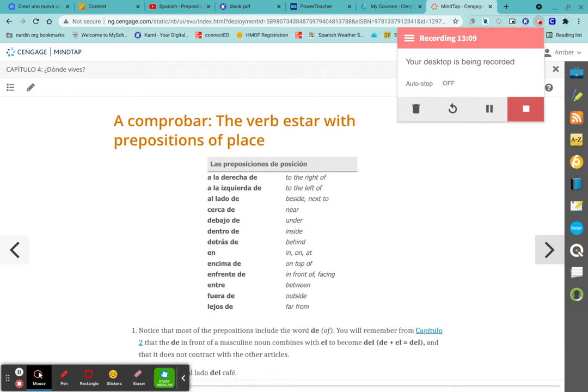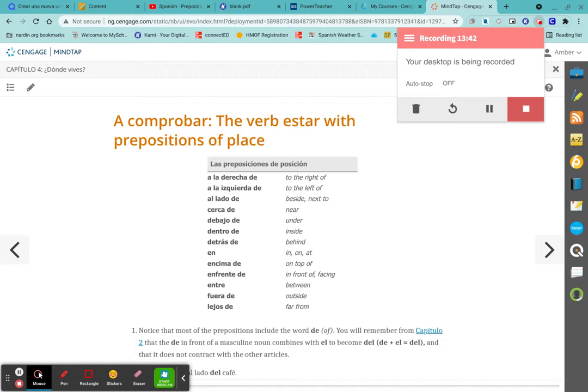In your ebook, you can see some of the prepositions here. You have a la derecha de, a la izquierda de, al lado de, cerca de, debajo de, dentro de. That's one that's not in the rhyme, but that's inside, like dentro de la casa, inside the house. Detrás de, behind, encima de, on top of, like encima del pupitre, for example. But de becomes del when you say de el pupitre, on top of the desk, so it'd be encima del pupitre. Enfrente de la casa.